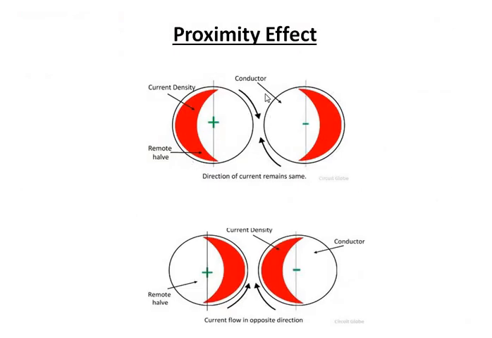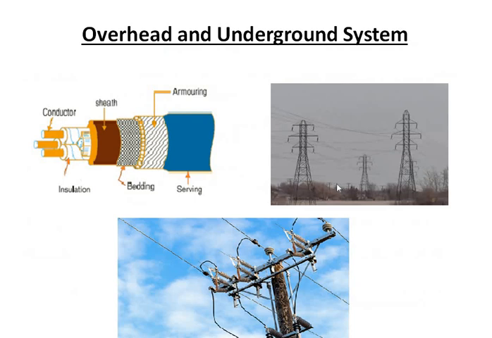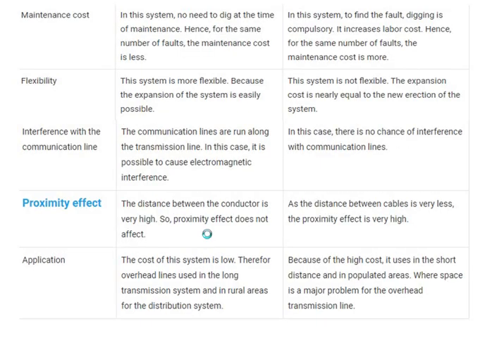So this is a diagram of conductors placed near to each other. These are two conductors placed very close to each other. I will first show you the basic diagram of an underground cable. You can see in this diagram there are three conductors placed very close to each other, but in the case of an overhead line, there is a much larger gap between the conductors. So let's continue to proximity effect.